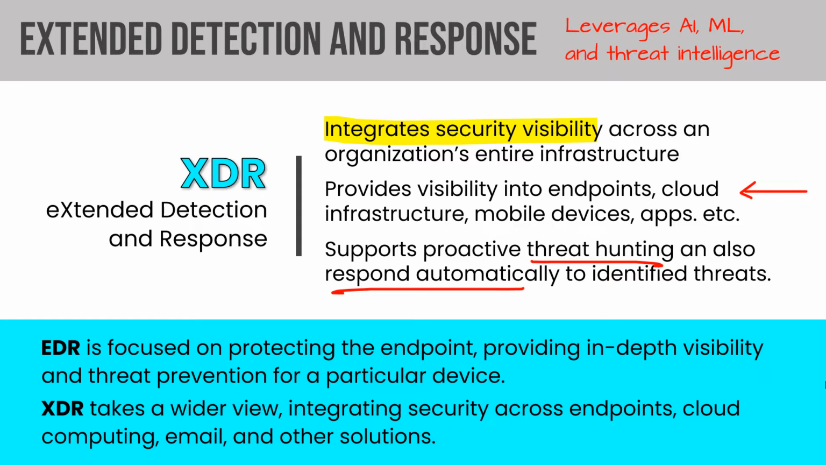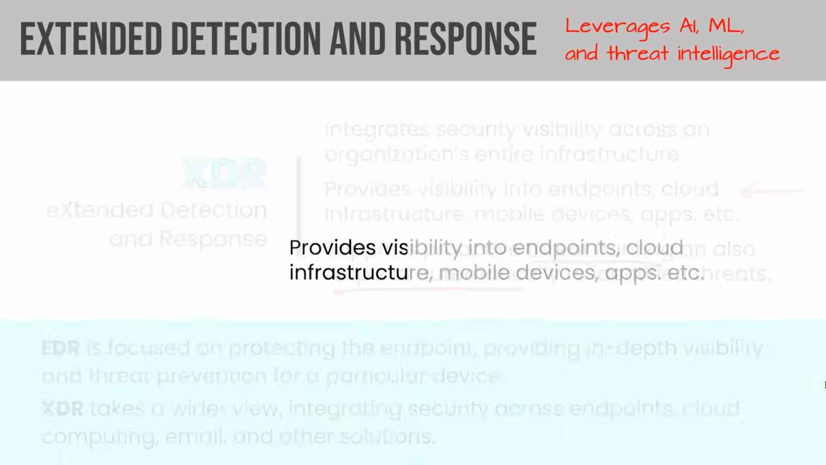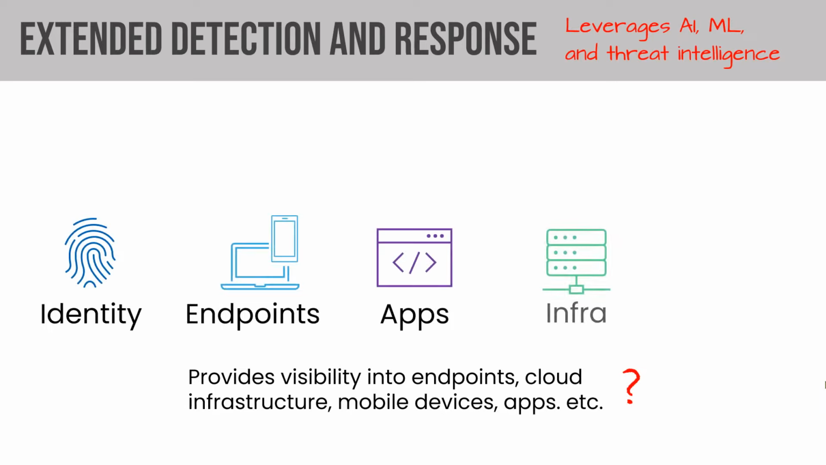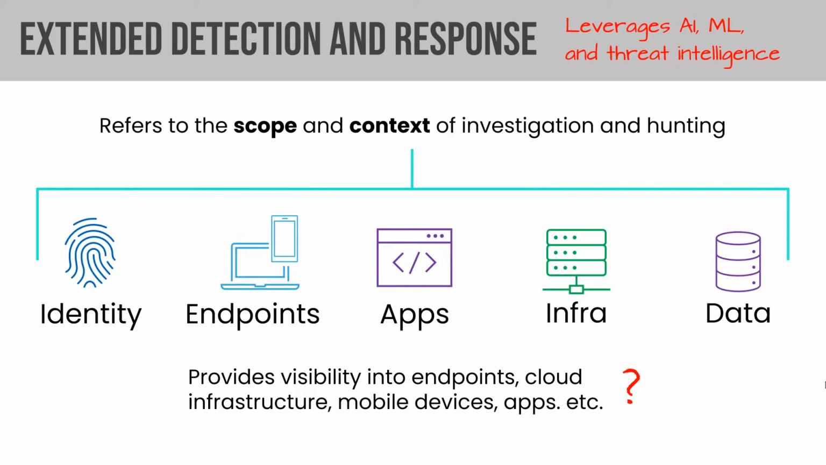Now I want to take a look at this statement here, provides visibility into endpoints, cloud infrastructure, mobile devices, apps, etc. Why is that important? Let me explain. So the value XDR really adds is that broader perspective across our incidents. So when an incident is investigated, the scope with Microsoft Threat Protection, for example, is that it can investigate across identity data, endpoint data, app data, infrastructure data, and then our data sources.